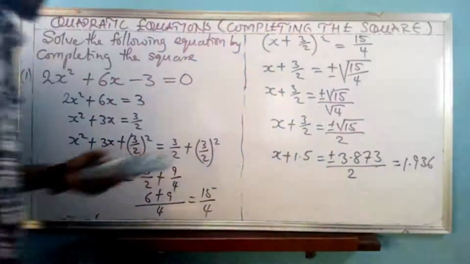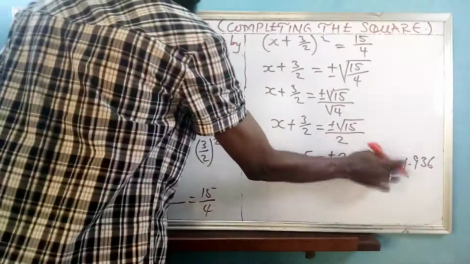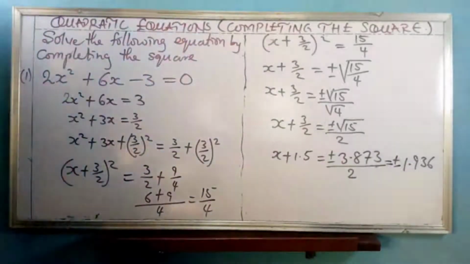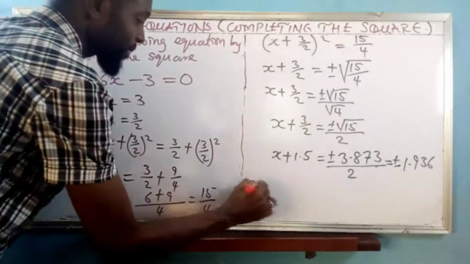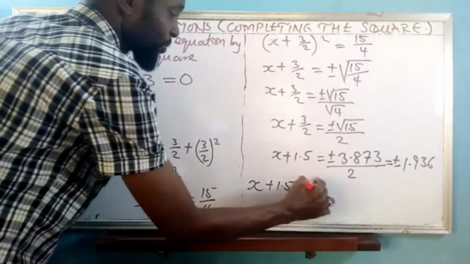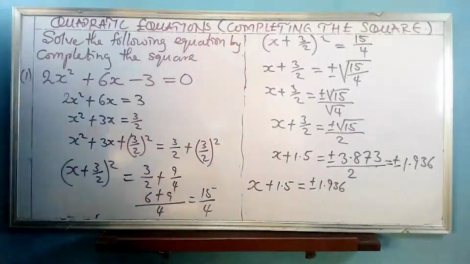1.936. That's very good. 1.936 when you divide it by 2. Don't forget to still carry plus or minus. Let me put it there so you don't miss it. Plus or minus is still maintained. So now we're not going to have plus 1.5 is equals to plus or minus 1.936. And what does that mean?